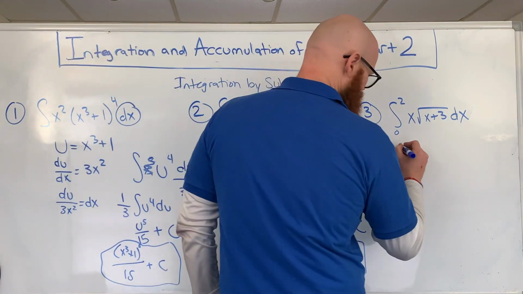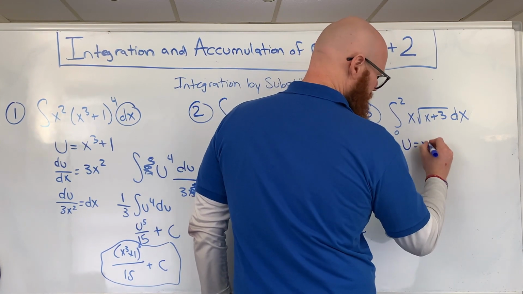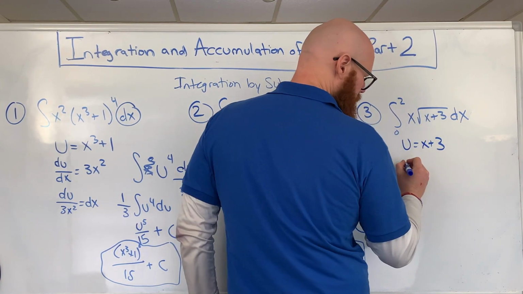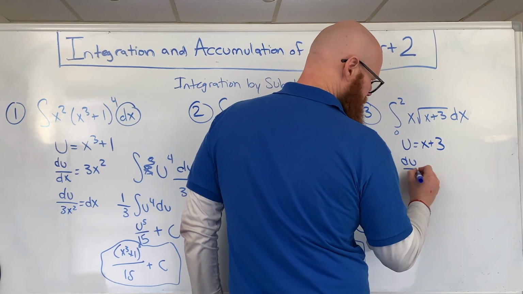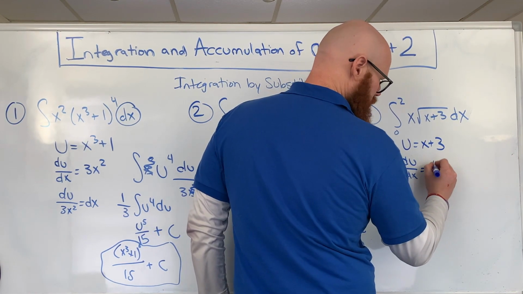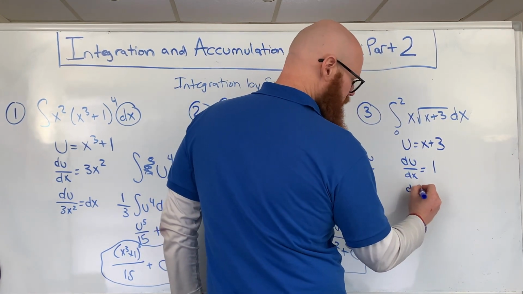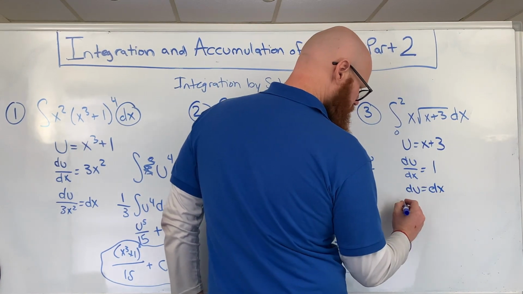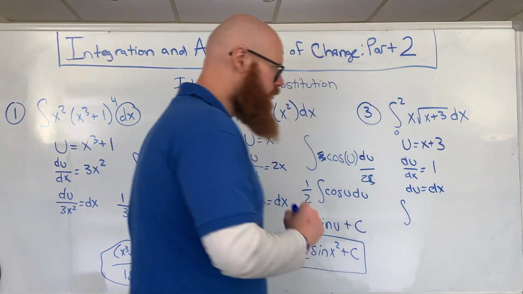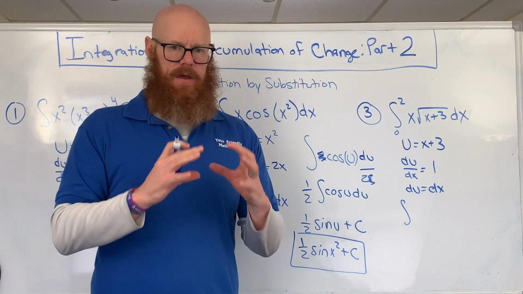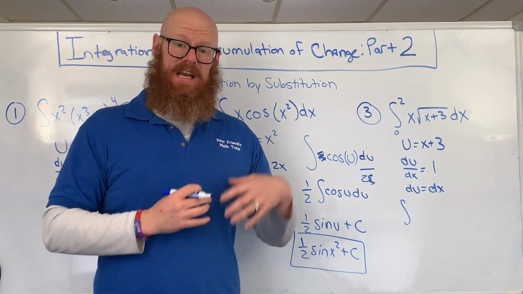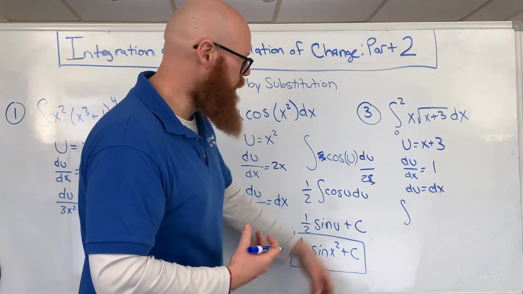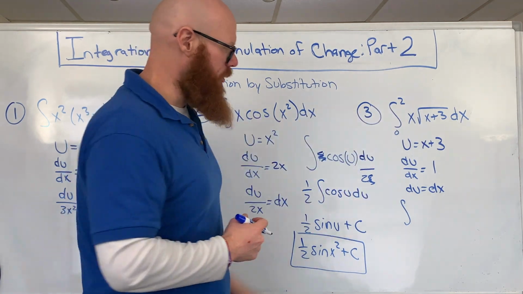So first, let's just start with u. U, we're going to make x plus 3. And du dx is just going to be 1. So that means du equals dx. So now I'm going to start to substitute. Let's remember, everything has to be in terms of u, including the limits of integration. So I'm going to change the 0 and 2.